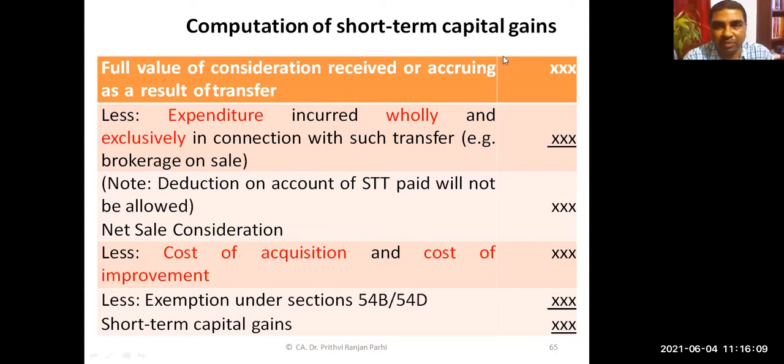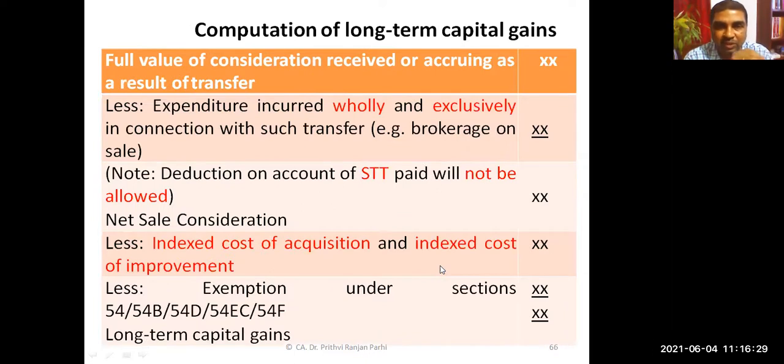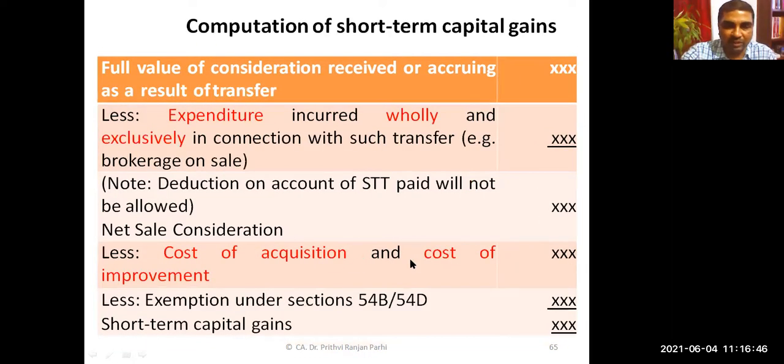You have to take the full value of the consideration minus expenditure incurred wholly and exclusively in connection with such transfer. That will be deducted. We will be getting the net value of consideration. Therefrom, you have to deduct two more things: cost of acquisition and cost of improvement. And in case of long-term capital gain, instead of cost of acquisition and cost of improvement, we have to take indexed cost of acquisition and indexed cost of improvement. After that only you will be able to compute capital gain. If the capital gain is exempted under some sections, then the exemptions will be applicable. Otherwise, it will be taxable. Similarly, some exemptions are also there for short-term capital gain.